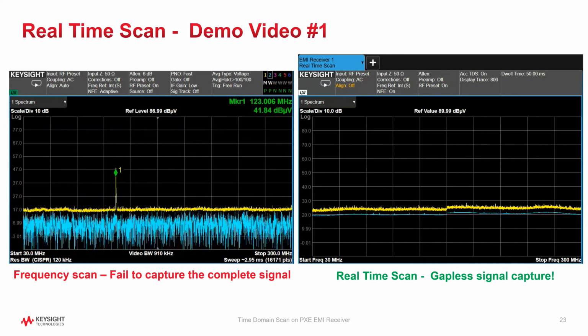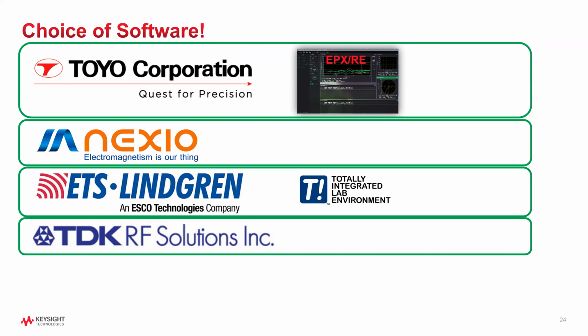Another cool choice is we do have a lot of different choices of measurement, Toyo, Nexio, ETS, TDK. Again, Monolithic Power does have a receiver, so if you do want to see the benefit of this, I would recommend going to them and seeing what testing can be done to minimize the time you take to do these tests.